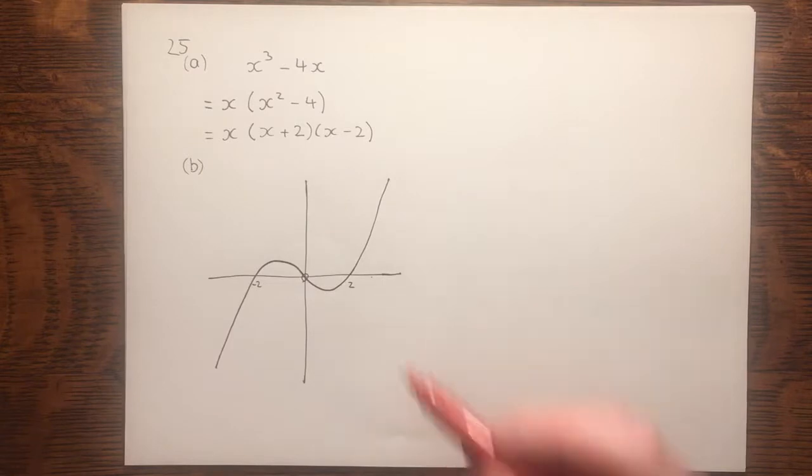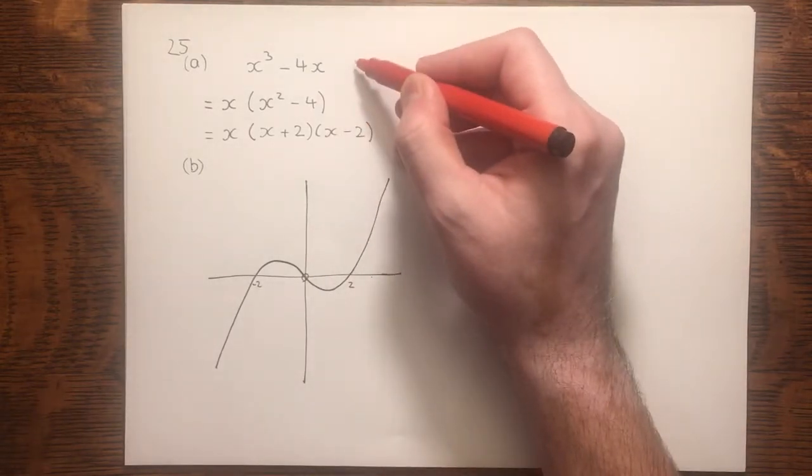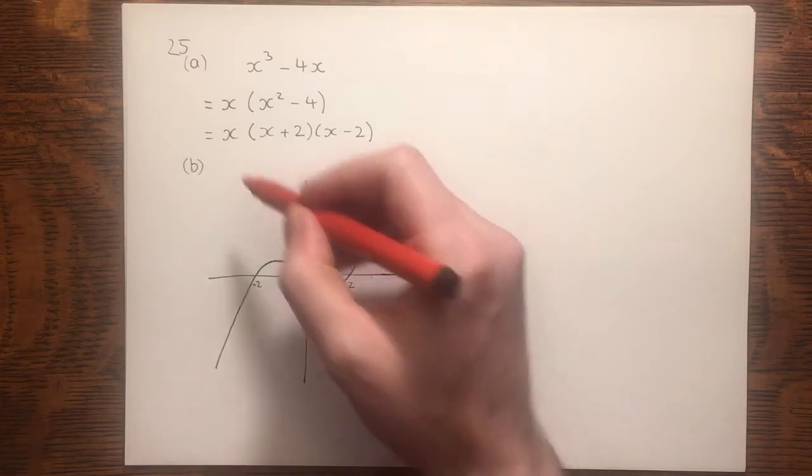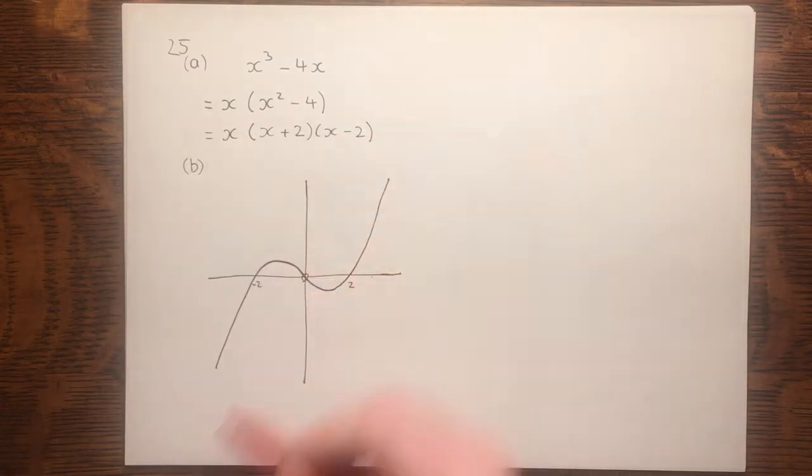It's also worth noting that there's no constant in the expanded form, and that means that the y-intercept is 0. But we also knew that because we had an x-intercept of 0.